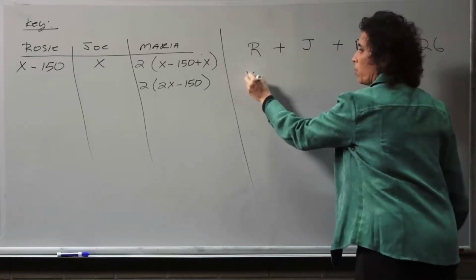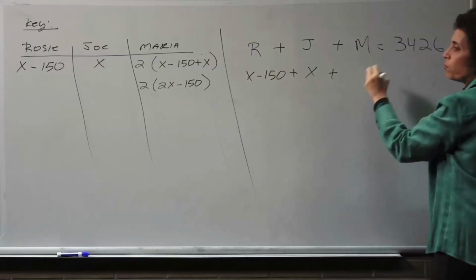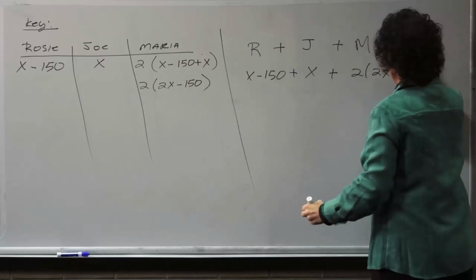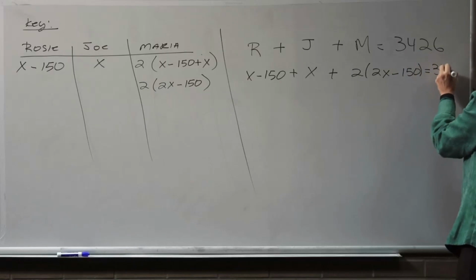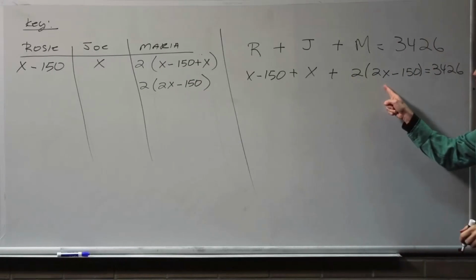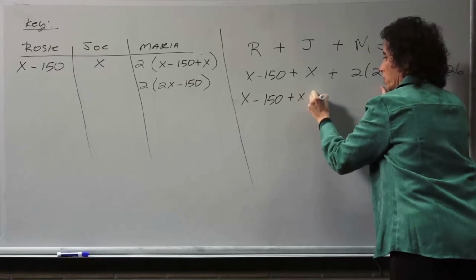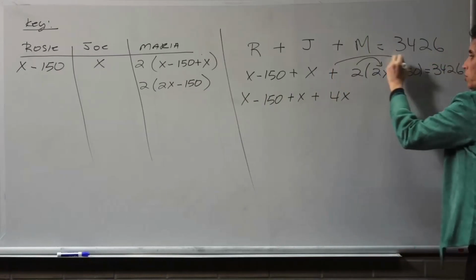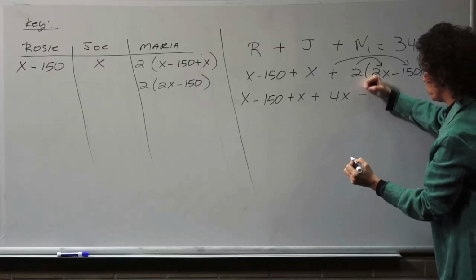Rosie is X minus 150, plus Joe, who's X, plus Maria, who's 2 times the quantity 2X minus 150. And that equals 3,426. Now we're going to simplify this. Distribute. 2 times 2X is 4X. Positive 2 times a negative 150 is a negative 300. As I say that, I write a 1. That was clever, huh?